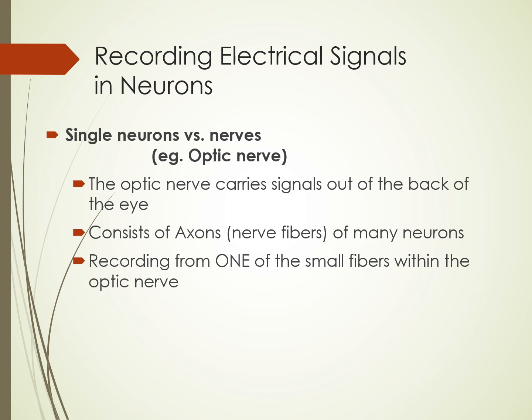So the optic nerve is carrying signals out of the back of the eye. It consists of axons or nerve fibers of many neurons. And what we're going to do is we're going to record from one of the small nerve fibers within the optic nerve. That's how we're going to look at this action potential.